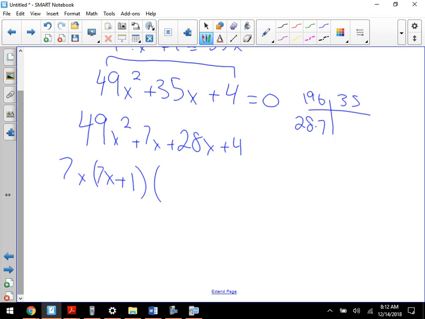Take out 7 here, take out 4. And if you solve it through, then you have 7x plus 1 and 7x plus 4. Negative 1 7th and negative 4 7ths. Yes, sir.